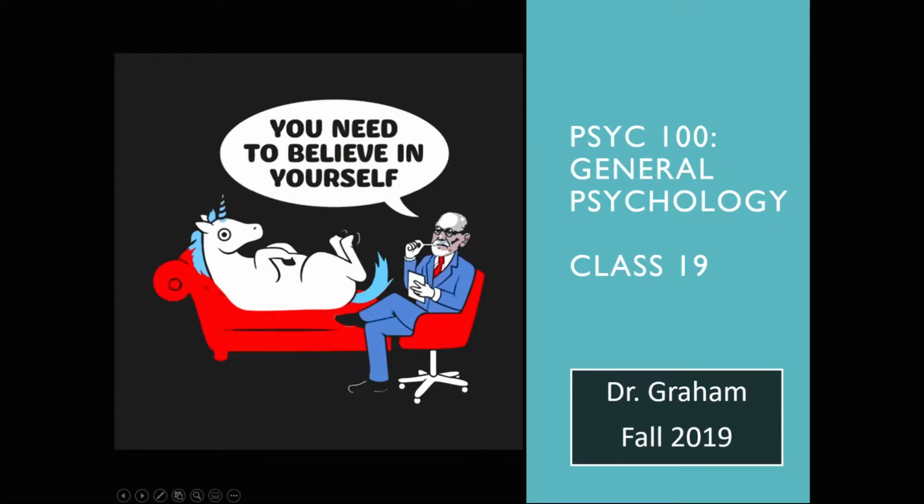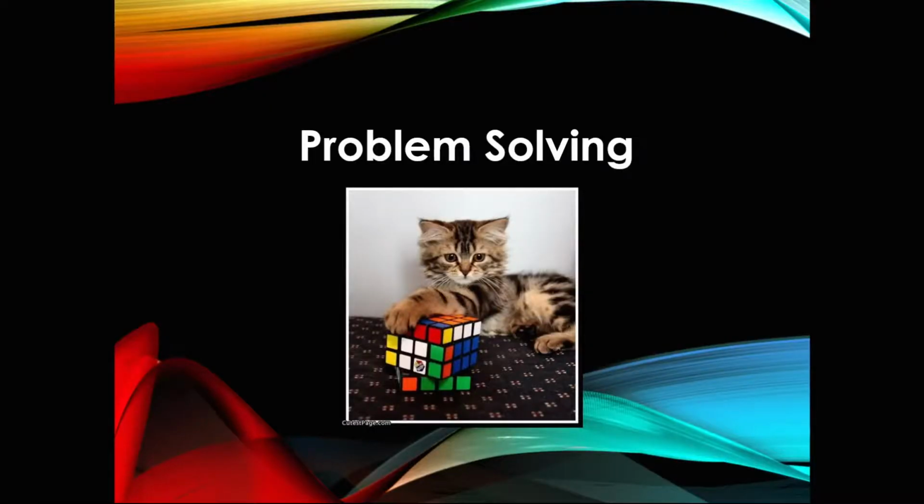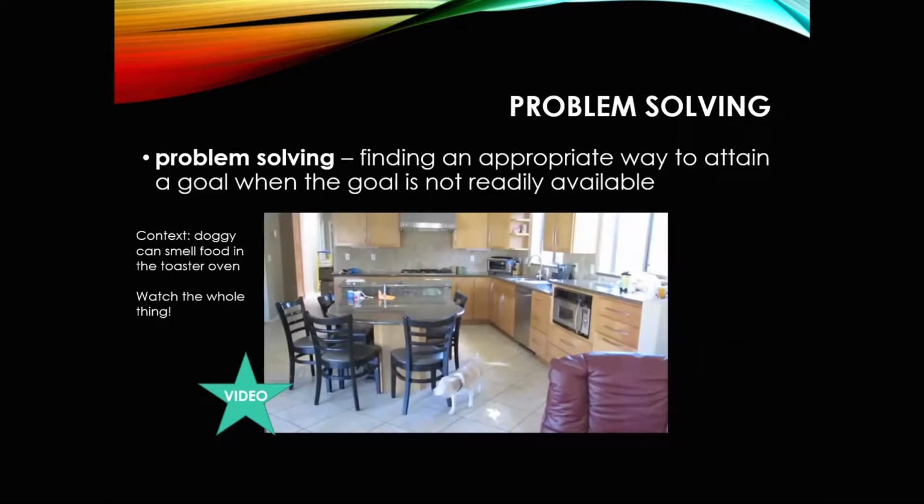Class 19, we're continuing on with Zone 9 thinking. One of the big areas in cognition research is about problem solving. So, what do we mean by problem solving? Problem solving is finding an appropriate way to attain a goal when the goal is not readily available, right? If the goal is not readily available, that's a problem. We need to find an appropriate way to attain that goal anyway, which is the process of problem solving.